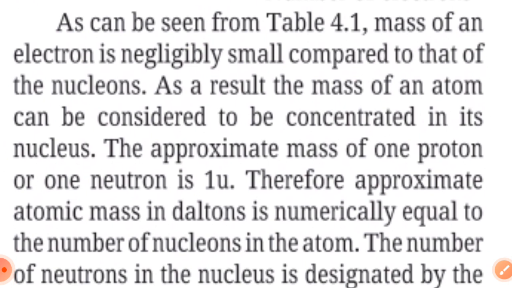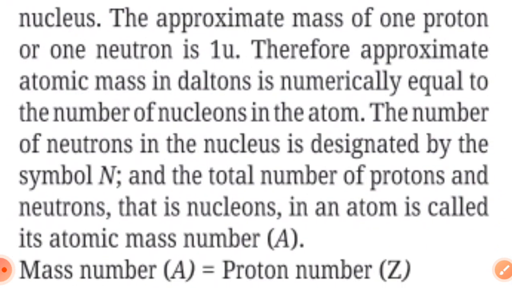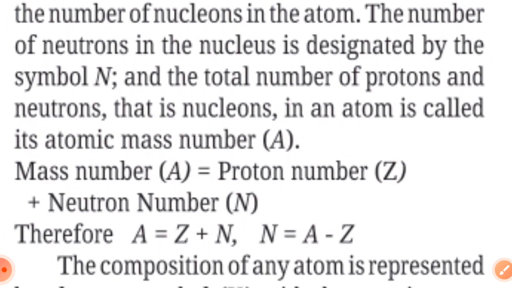As can be seen from Table 4.1, the mass of an electron is negligibly small compared to that of the nucleons. As a result, the mass of an atom can be considered to be concentrated in its nucleus. The approximate mass of one proton or one neutron is 1 u. Therefore, the approximate atomic mass in Daltons is numerically equal to the number of nucleons in the atom.